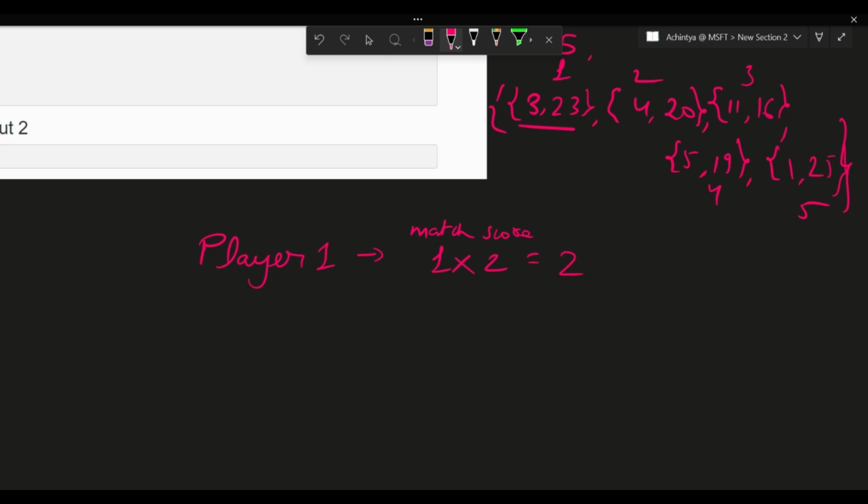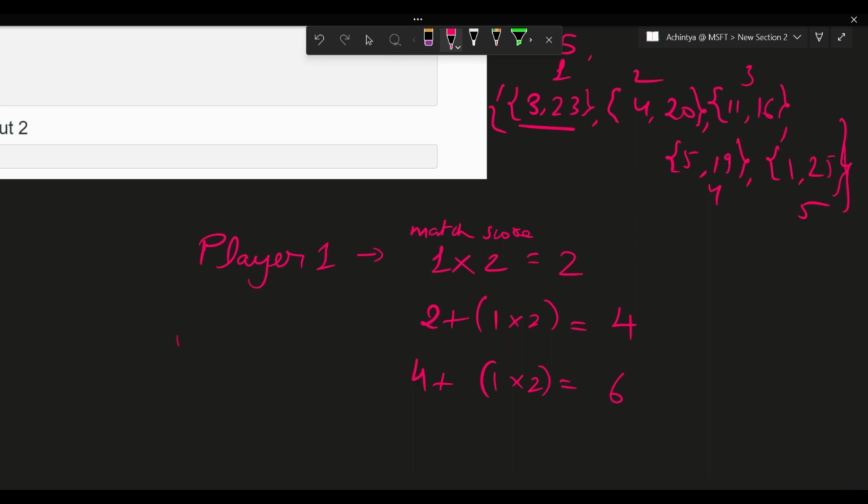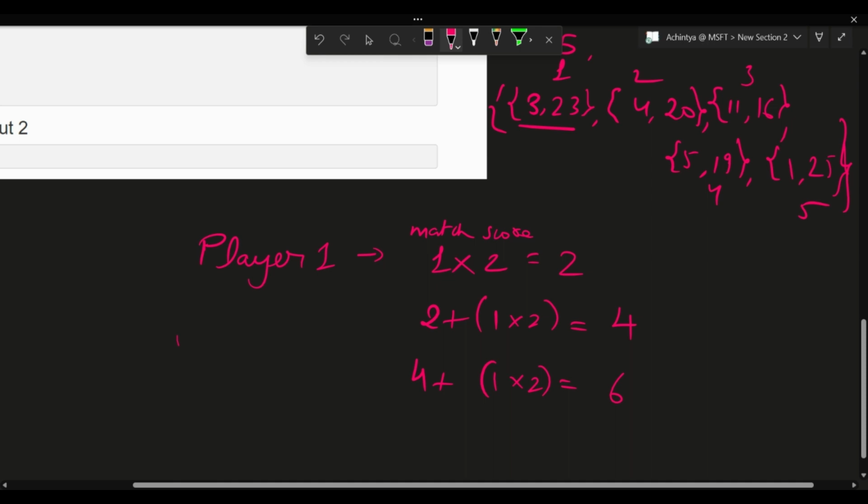Can it win with player 3? Yeah, again, because 11 to 16 again lies in the range, so 2 plus 1 into 2 again, that is 4. Now can it win with player 4? 5 to 19 lies between 3 to 23. So yes, 4 plus again 1 into 2, that is gonna give me 6. Okay, 1 to 25, can it lie between 3 to 23? No. So my total score of player 1 is 6.